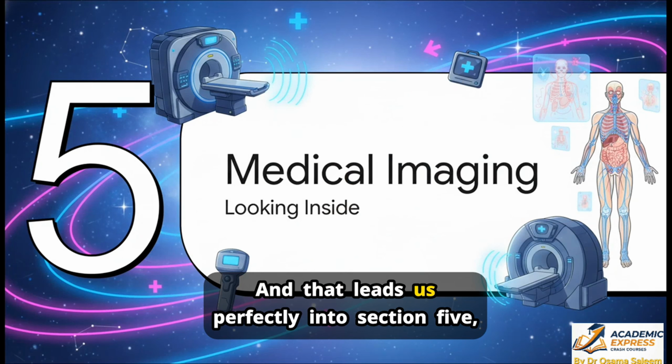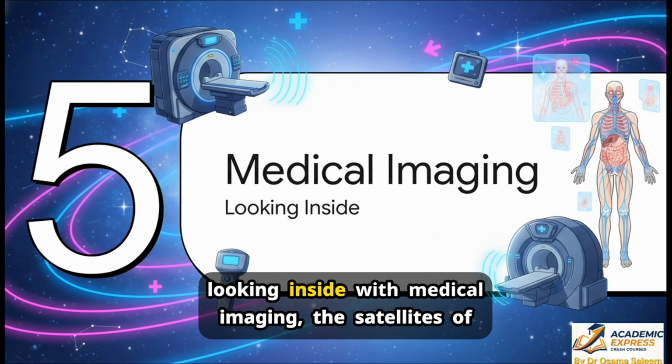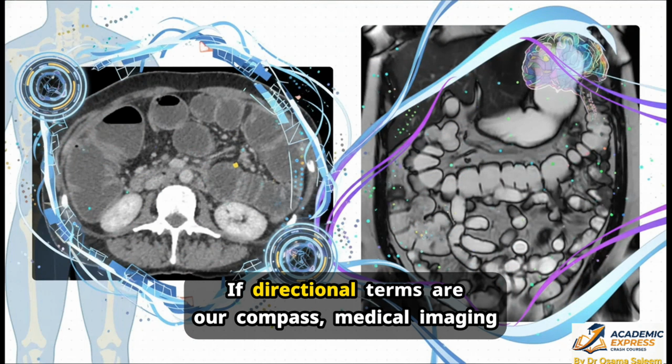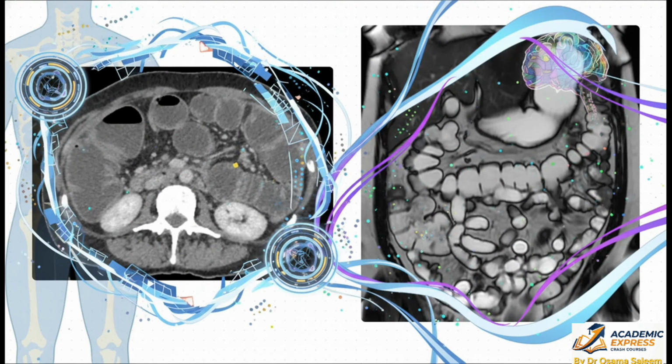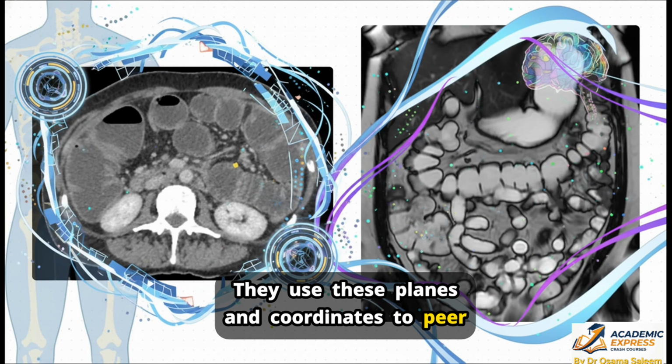And that leads us perfectly into Section 5, looking inside with medical imaging, the satellites of the human body. If directional terms are our compass, medical imaging devices are the satellites of the human body. They use these planes and coordinates to peer right through the skin.